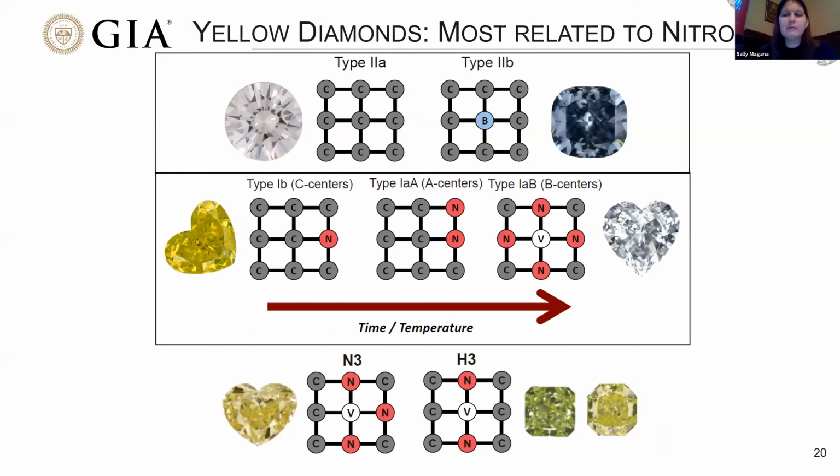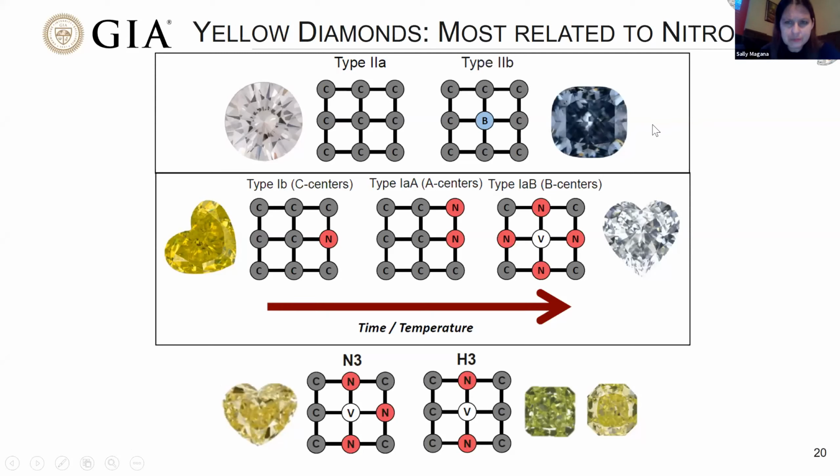So with yellow diamonds, most of these are related to nitrogen. And I'm just going to go quickly through talking about the different diamond types, and talk about how we get all of those different defects. So just to briefly recap, the type 2A stones are diamonds that have no measurable nitrogen, no measurable boron, and these are very rare. Only about 2% of natural diamonds are type 2A.